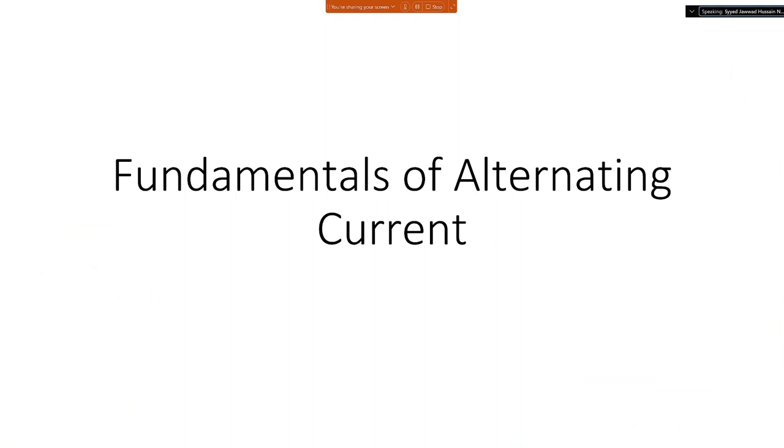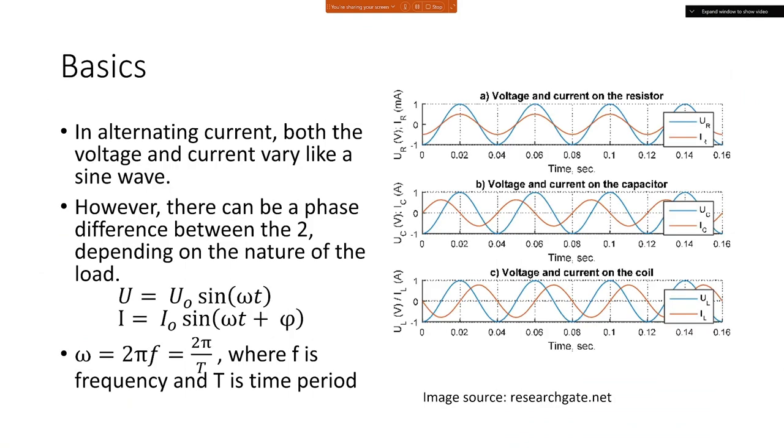Fundamentals of alternating current. So in alternating current, as the name suggests, the voltage is alternating in direction. That's why we have a positive half for the voltage and a negative half for the voltage. And here you can see that there is a phase difference between the voltage and the current, right? They are not in the same phase, the waves are not aligned at all times.